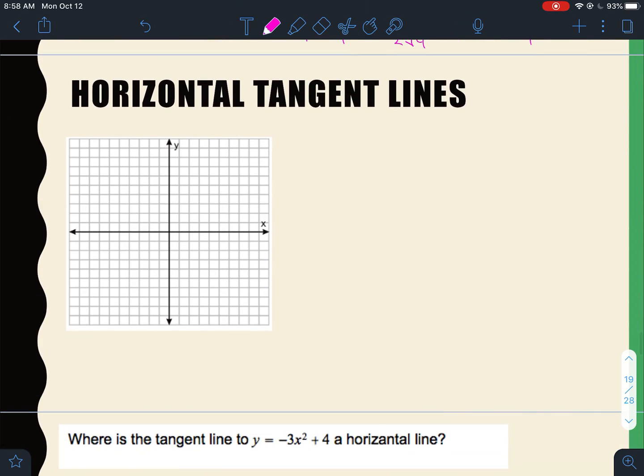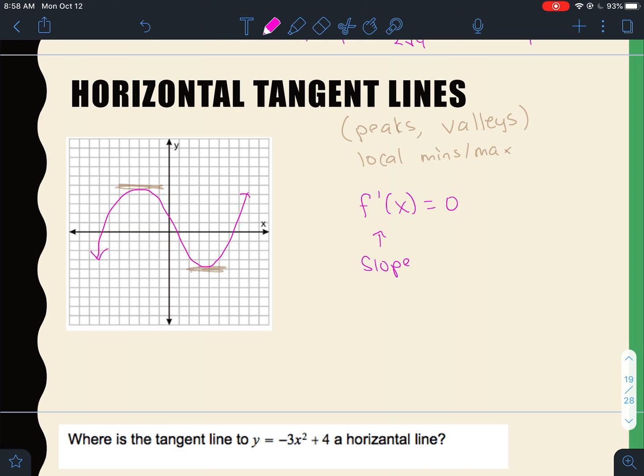All right, horizontal tangent lines. Horizontal lines are when the slope is 0. So where do horizontal tangent lines exist on a graph? Horizontal tangent lines are going to exist at the peaks and the valleys, so at the local mins and maxes on a graph. So again, you need the slope of the tangent line to equal 0 for it to be a horizontal tangent line.